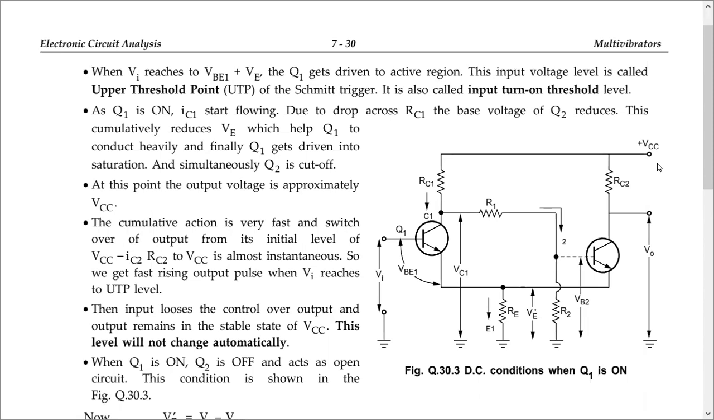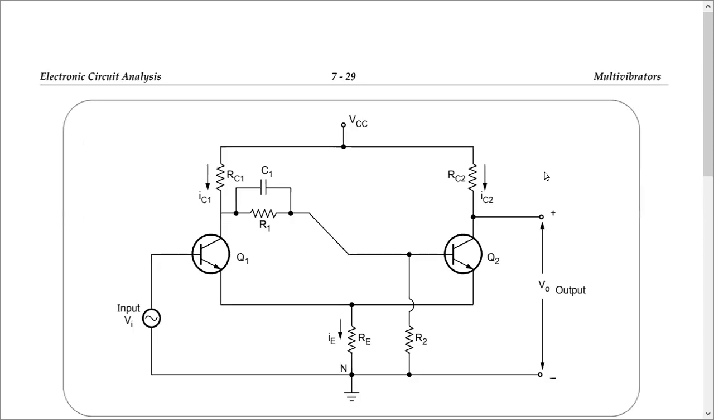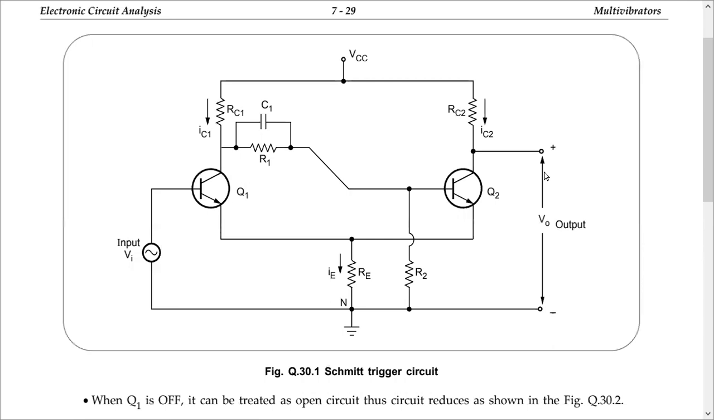Again I am repeating, listen very carefully. Initially when we switch on, Q2 will be on because there is a positive voltage connected, whereas Q1 will be off when we don't give any input.